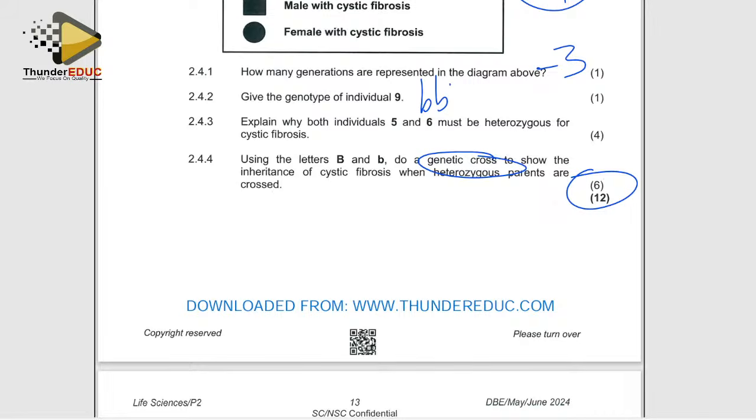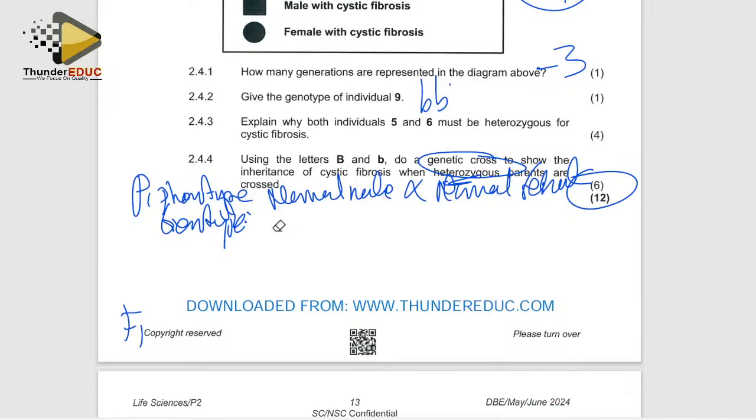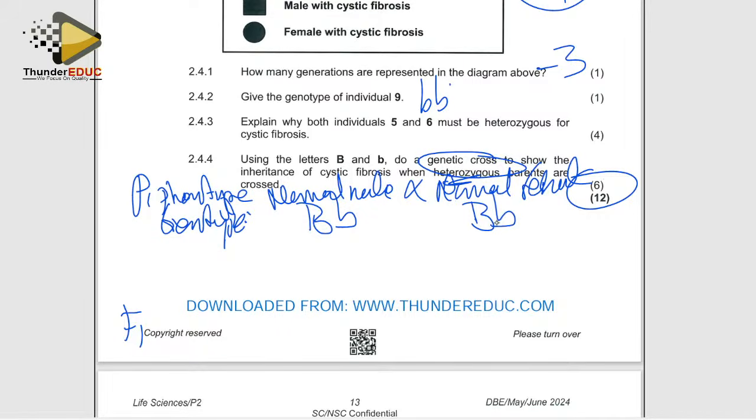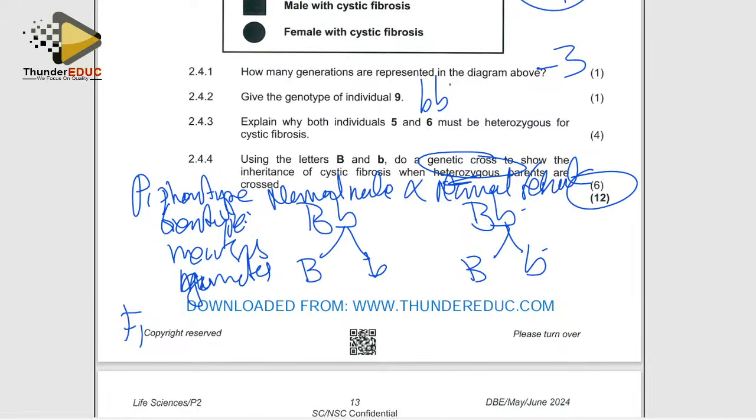So they're saying that you have to say P1, obviously F1, and then tell us the genotype. They said it is heterozygous, so it's capital B, small b. This one capital B, small b. Then you have meiosis. Meiosis is going to take place. It's going to be capital B, small b and capital B, small b, and then we call these ones gametes. So you can draw a Punnett square, or you can just cross.